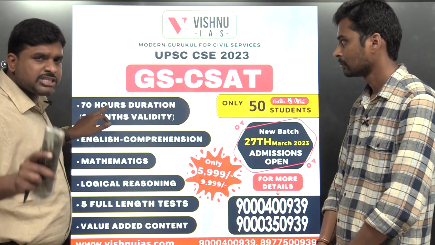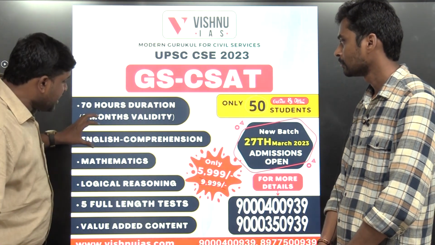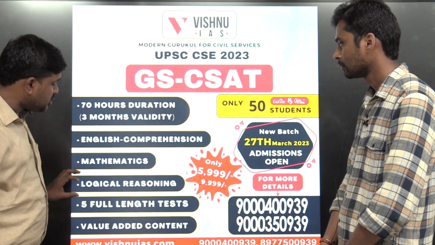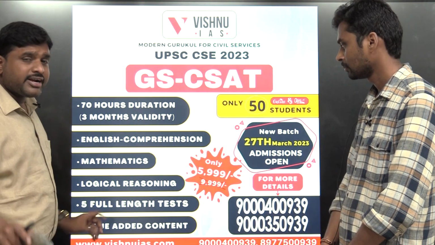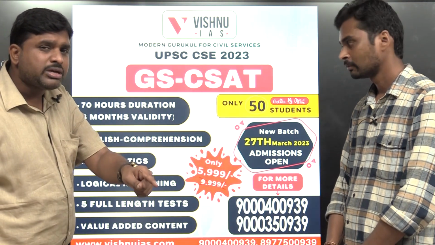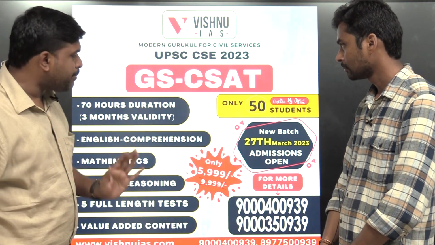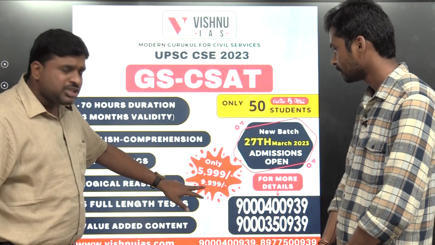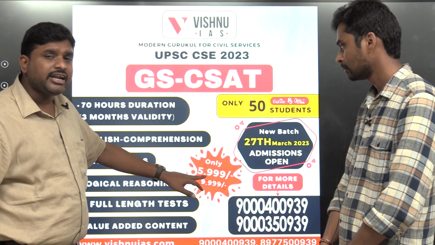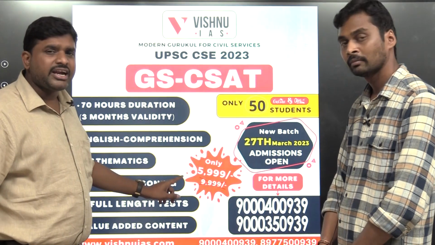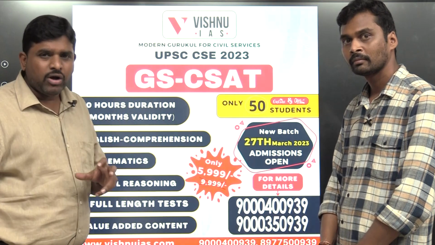75 hours of duration. First we thought 70, but no, we have to provide more, so we added 5 hours more. English comprehension passages, mathematics, logical reasoning, 5 full length tests will be provided, my dear students. Value added content PDFs will be provided in the classroom as printouts for offline students. For online, PDFs will be provided in soft copies. Originally the fee is 9,999, but we reduced it to 5,999 for offline and 4,999 for online. This is very cheap in India with high quality.